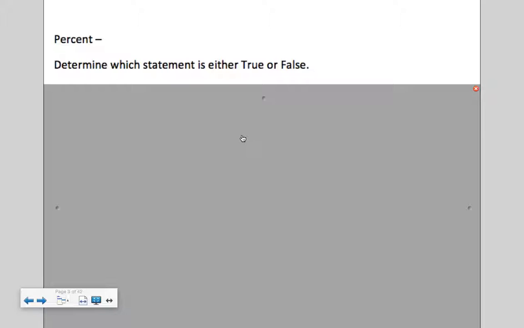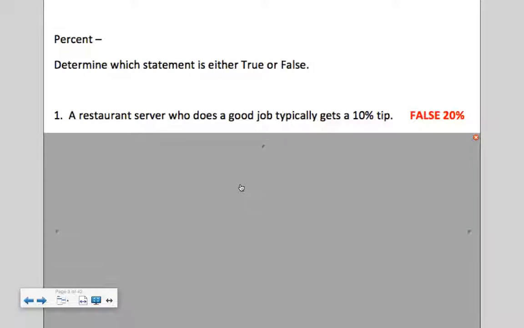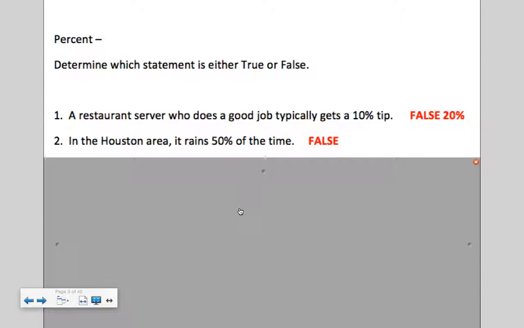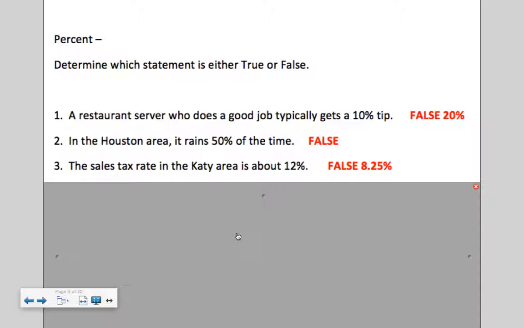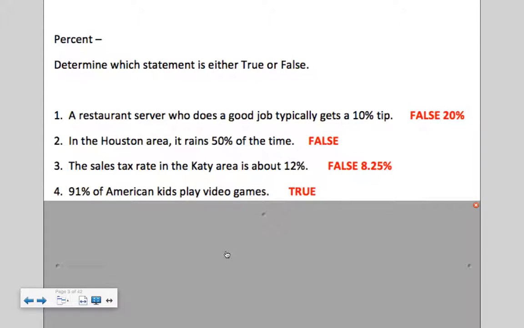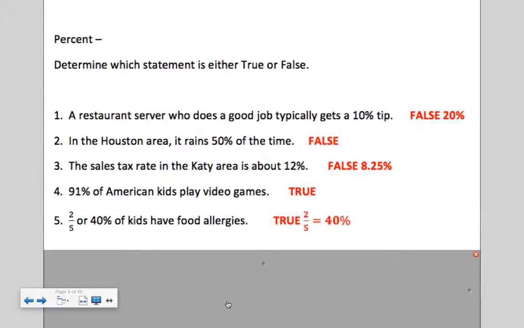So let's see the answers. Number 1, a restaurant server who does a good job. That's false. 20%. Yeah, 20%. In the Houston area, it rains 50%. That's really false. The sales tax is about 8.25%. Some places 7.25%. 91% of American kids play video games. That's true. And 2/5 or 40% of kids have food allergies. That is definitely true. 40% is a little less than half of all the kids.